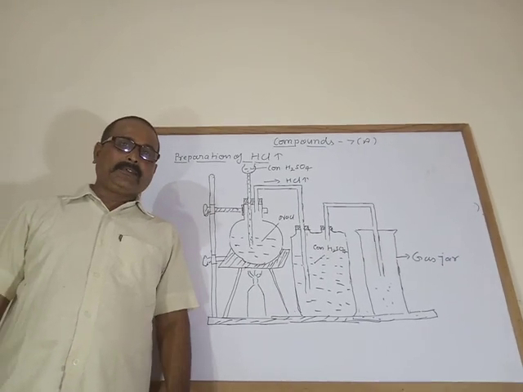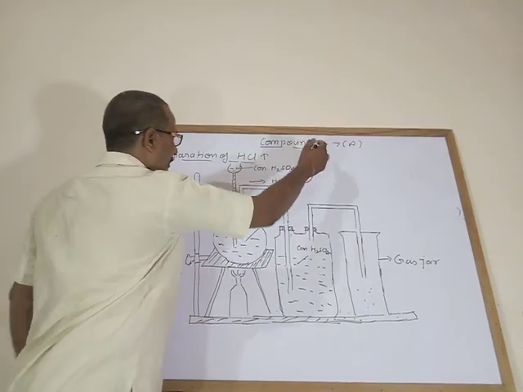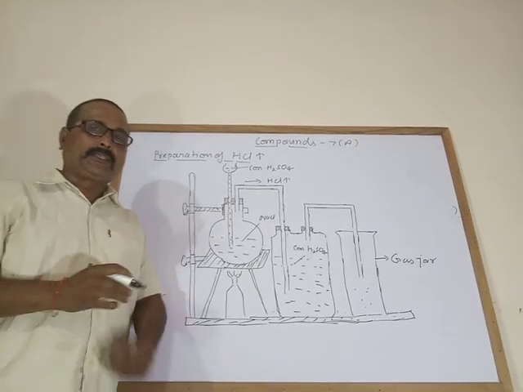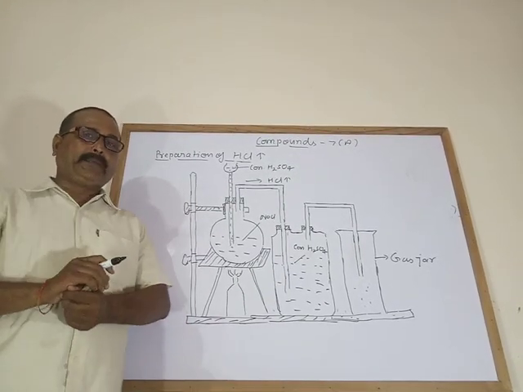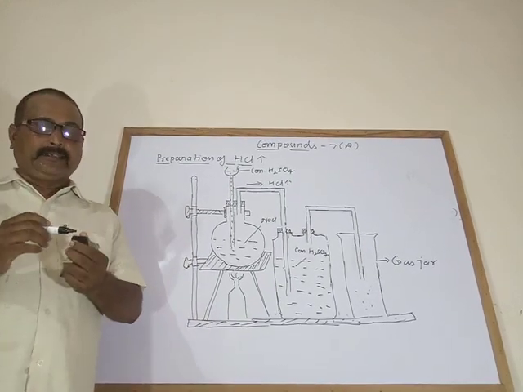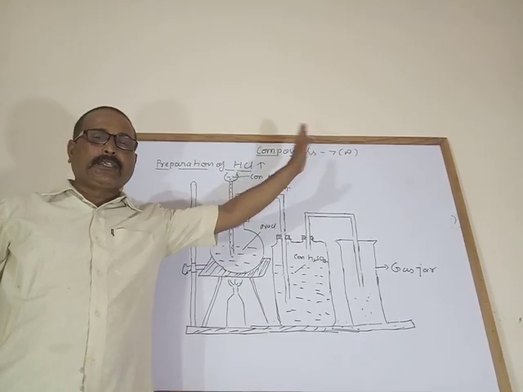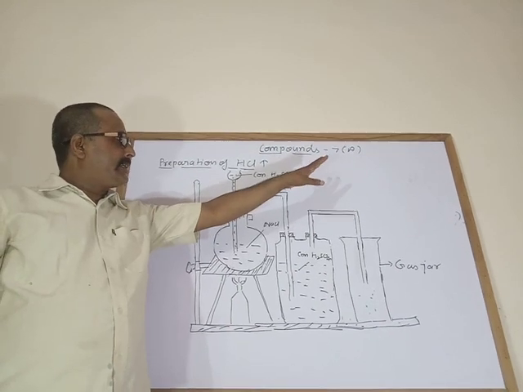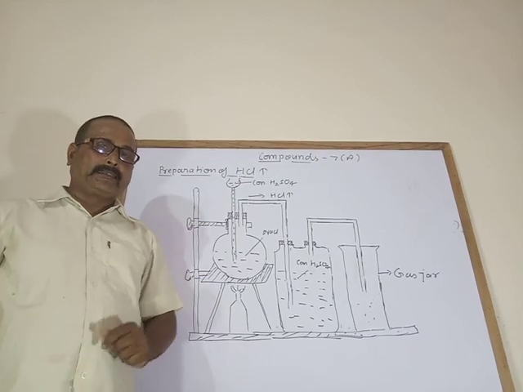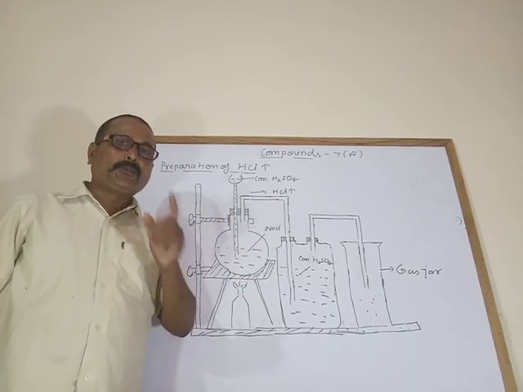Good morning, students. In my previous video, in the compounds chapter, I was explaining how you would prepare hydrogen chloride gas. I had explained the general method of preparation. First, I explained that direct combination of hydrogen with chlorine in direct sunlight is explosive and forms hydrogen chloride gas. Afterward, that preparation is also possible in diffuse sunlight.